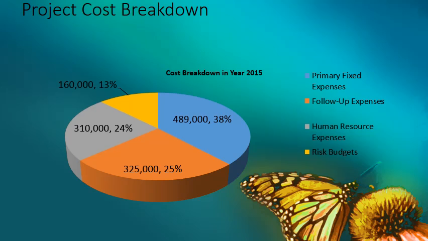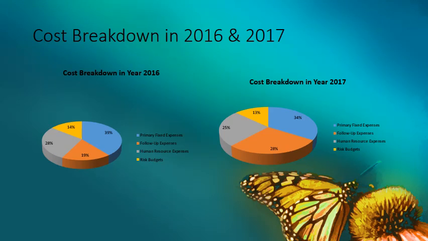Here comes the project cost and the benefits. So from the chart, we can see that the cost of the project mainly goes to the primary fixed expenses, which include software subscription and some related hardware installation. The second most important proportion is the follow-up expenses, which include installation cost and staff training costs. These two parts will occupy around 800,000 Australian dollars per year. The situation in 2016 and 2017 is also similar to the situation of 2015.